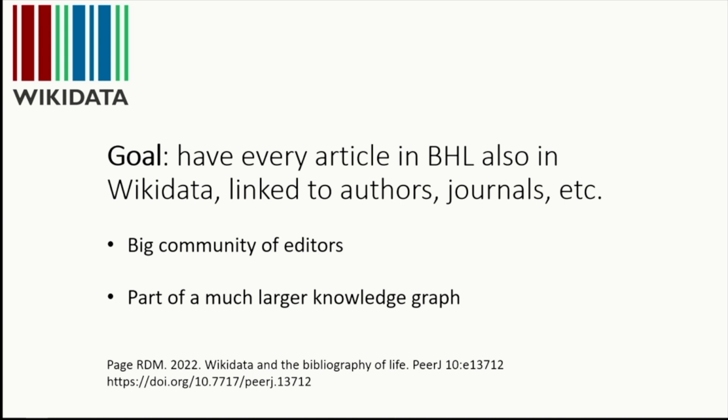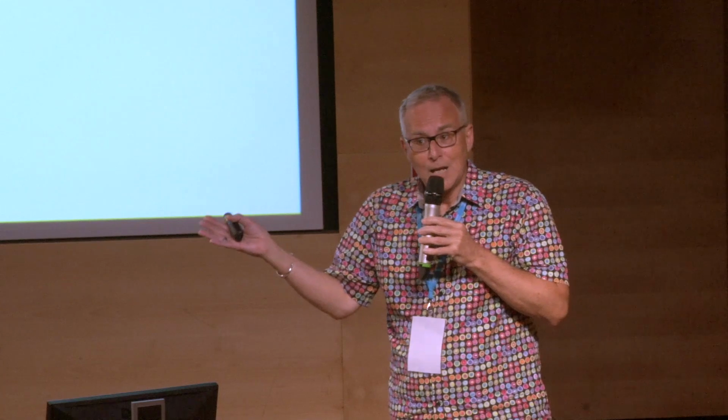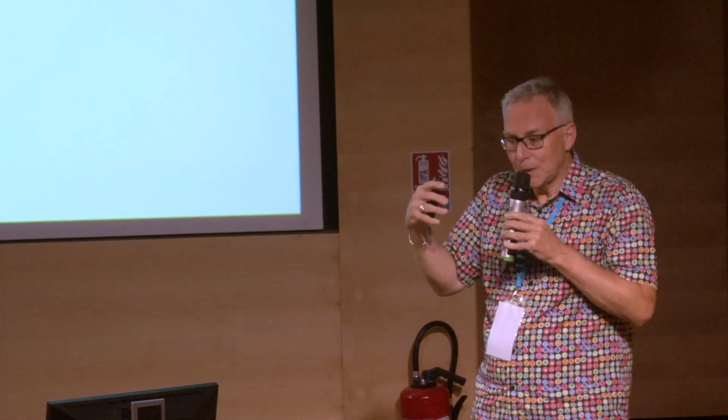So there's a great deal of interest in saying, okay, can we have the entire academic literature in Wikidata? And of course, biodiversity is part of that. So one goal would be, can we put the entire biodiversity literature into Wikidata? Now, there's a number of reasons for doing this, and I just want to touch on two of them.